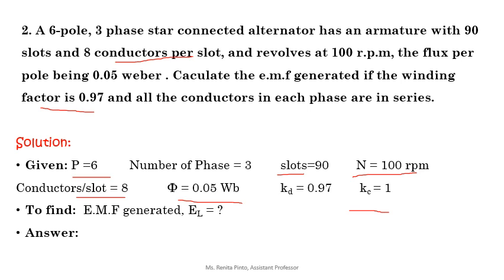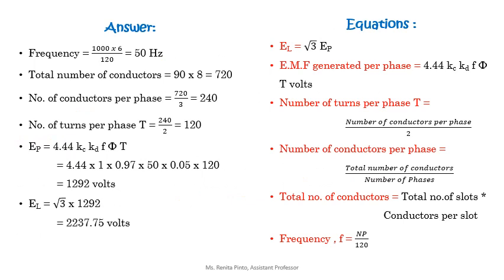So the next thing you have to find out is the EMF generated, that is EL. So here I have written the equations here. We'll first look at the equations. We'll see how to solve the problem and then we can go for your actual solutions. Now, line EMF is given by root 3 EP. So that means if you have to find out line EMF, you have to first find out the phase EMF. So again, phase EMF is given by 4.44 Kc Kd f phi into T.